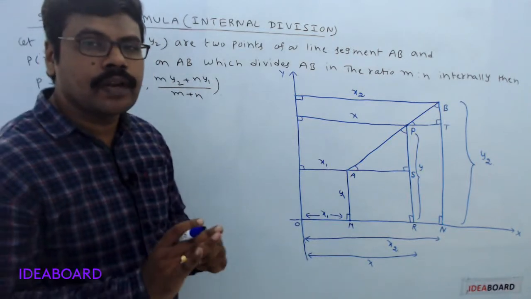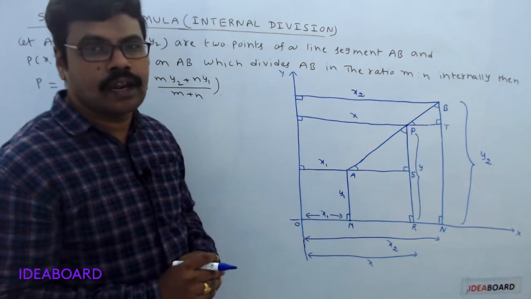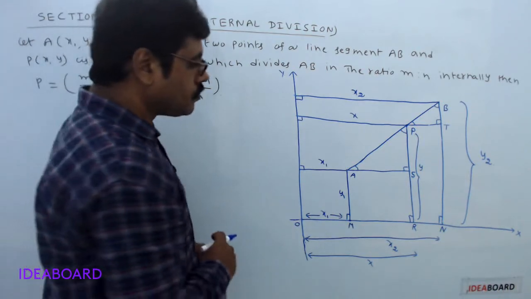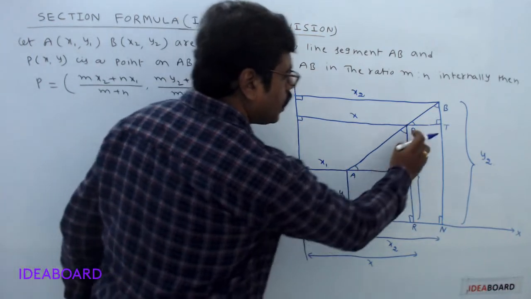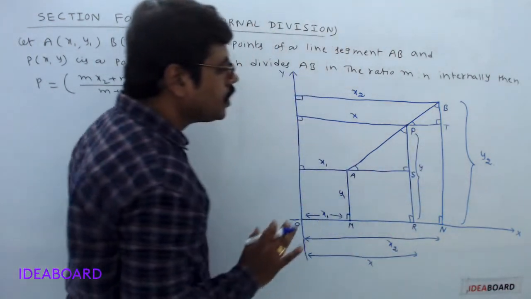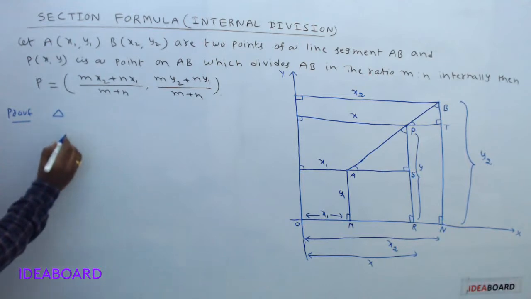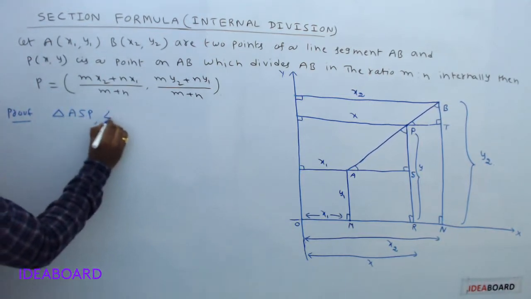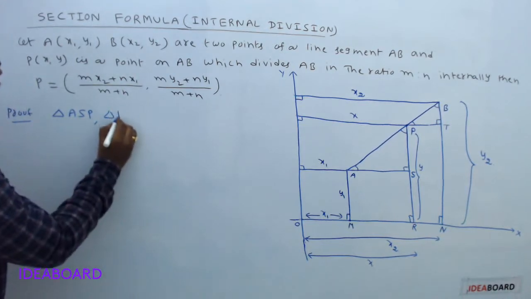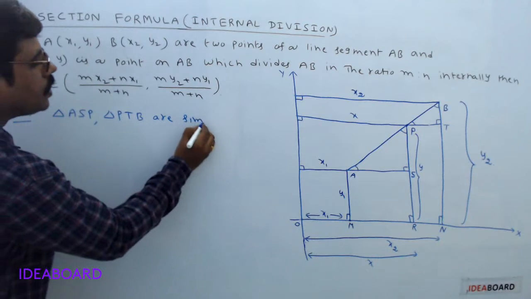Now from the property of similar triangles, corresponding sides are proportional. Now use that condition. These two triangles ASP and PTB are similar triangles.